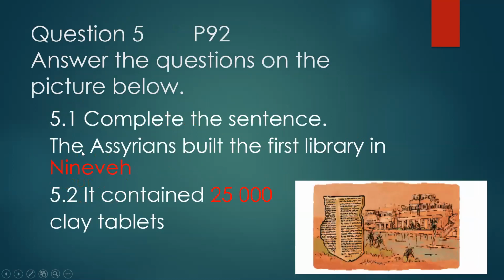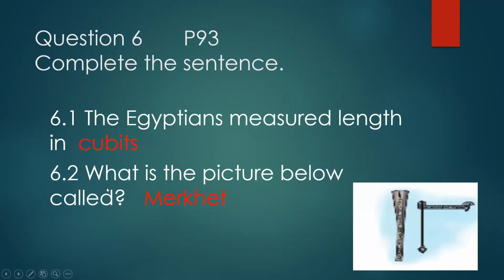Question number 5. 5.1. Complete the sentence. The Assyrians built the first library in Nineveh. 5.2. It contained 25,000 clay tablets. 6.1. We have to complete the sentence again. The Egyptians measured length in cubits. And what is the picture below called? It is called a merkit.